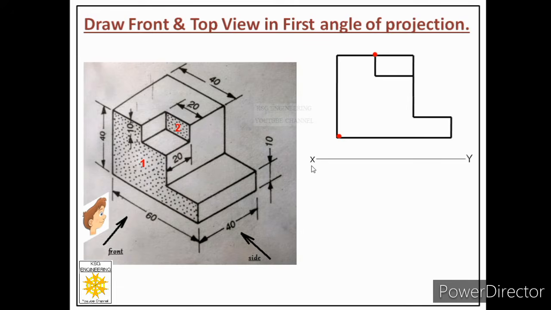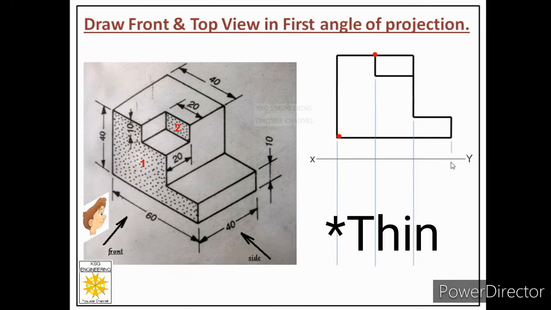And label that reference line as capital X and capital Y. And after this, from all the points of the front view, we will draw continuous thick lines in downward direction. These lines will be parallel to each other and perpendicular to the reference line. These are called projectors or projection lines.